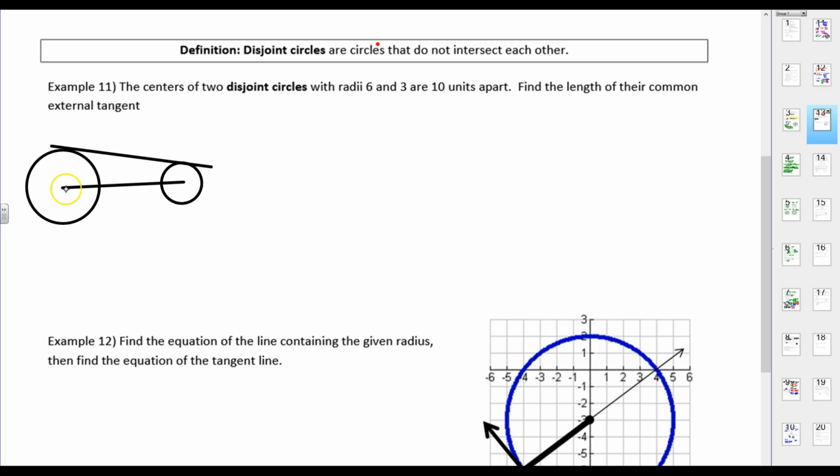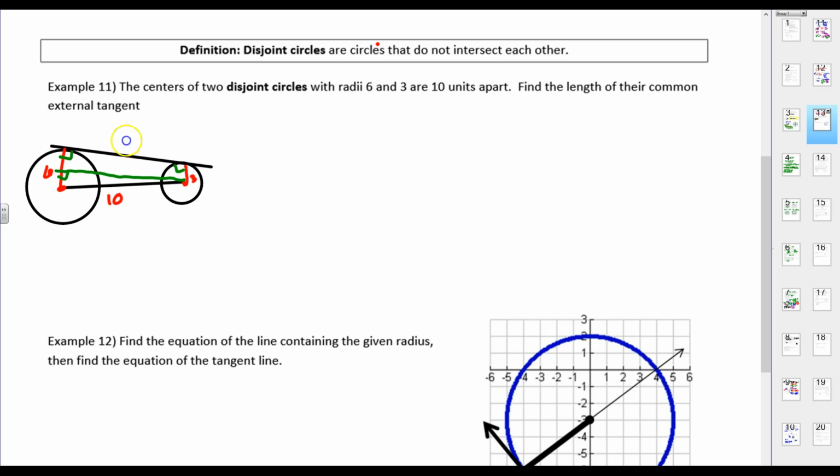Let's draw in everything else. We have centers joined, and we've got our radii. We've got a radius of 6 and a radius of 3. And the centers are 10 units apart, so this segment here is 10. Just like the last one, I'm going to divide this right trapezoid, because these are right angles, into a rectangle and a right triangle, just like that.